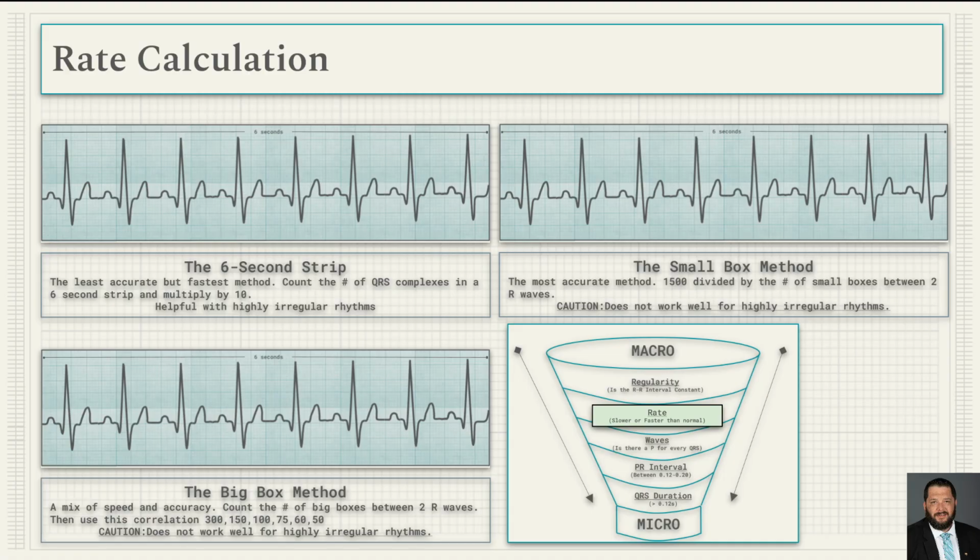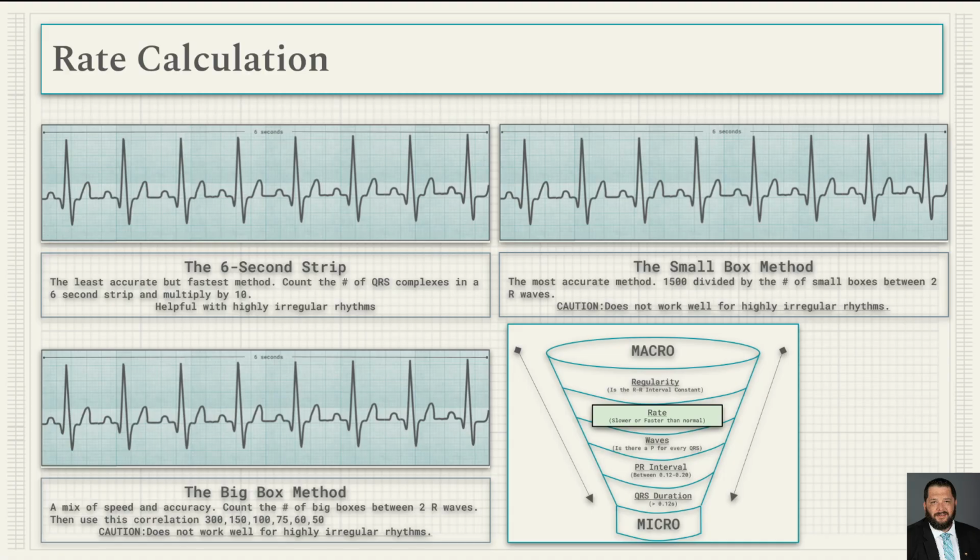The next most accurate method, or the middle ground method, is what's known as the big box method for rate calculation. This is a mix of speed and accuracy. For this method, you're going to find 2 R waves that are side by side. You would want to start with an R wave that ends on a big box line. So if we look at the 4th or 5th complex in that strip, it's fairly close to ending on a large box. And we're going to count the number of large boxes in between the complexes, and that will give us a rough rate calculation based on the following correlation.